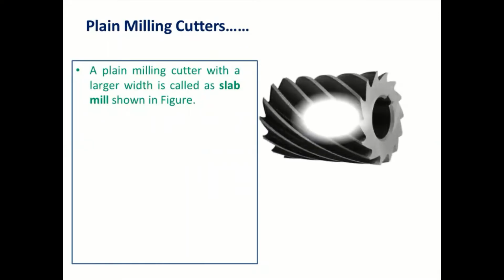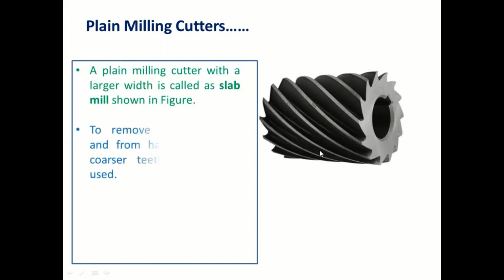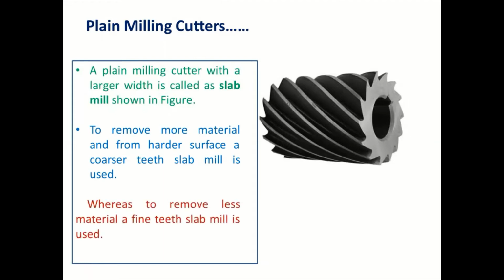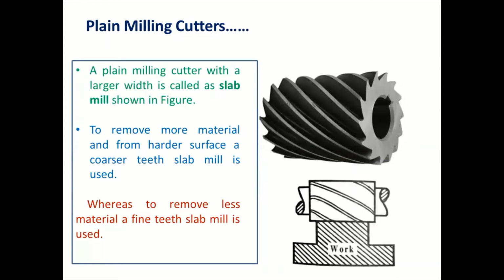But in this diagram, I'm increasing the width, and that is ultimately called the slab mill. And these cutters are mostly used if you want to remove more material from a harder surface. In that case, the coarse type of teeth slab mill you can use. And if you want to go for less removal of material, then we can go for fine teeth. When you use fine teeth, naturally the surface finish is good. Right? With coarse teeth, the finish is not that good on the component.